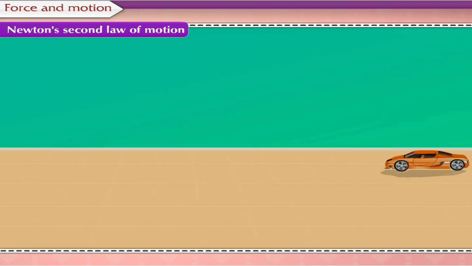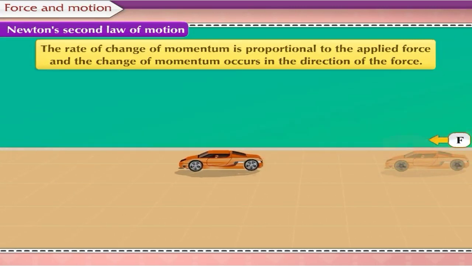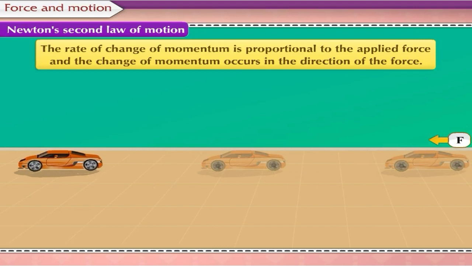Newton's second law of motion. The rate of change of momentum is proportional to the applied force, and the change of momentum occurs in the direction of the force.